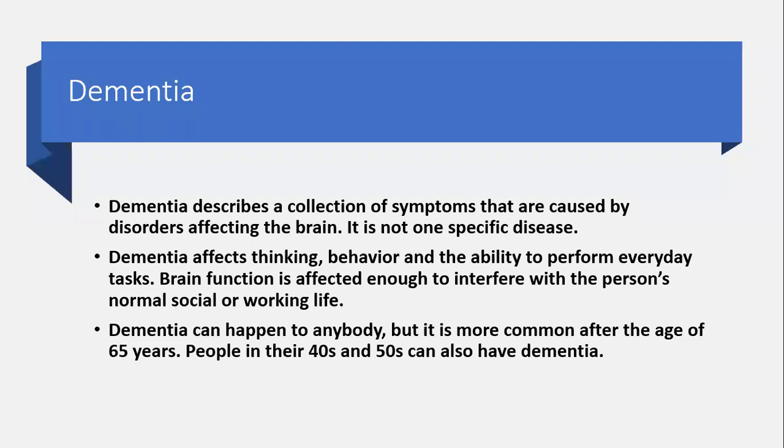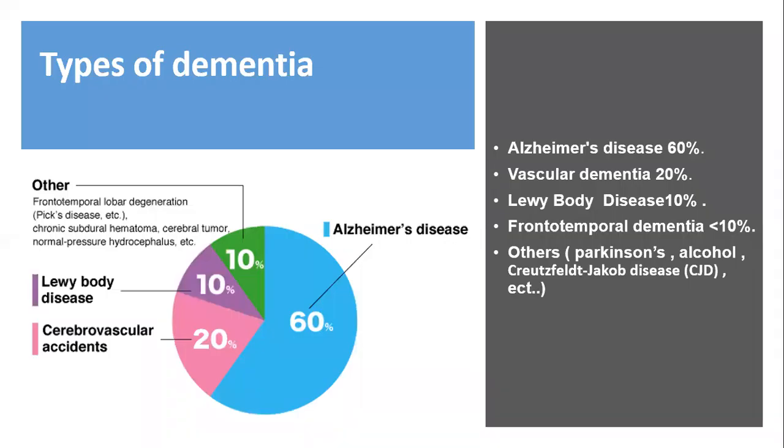Dementia can happen to anybody, but is more common after the age of 65 years. People in their 40s and 50s can also have dementia. Types of dementia. We have Alzheimer's disease accounting for 60%, vascular dementia accounting for 20%, Lewy body dementia accounting for 10%, frontotemporal dementia less than 10%, others.